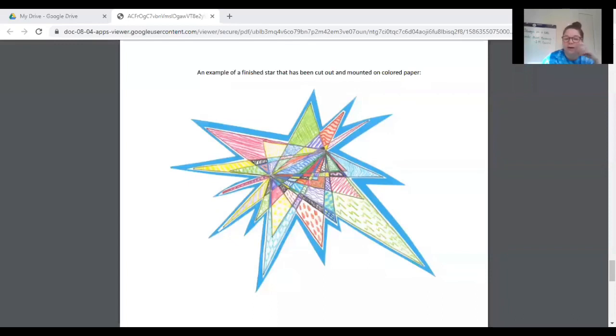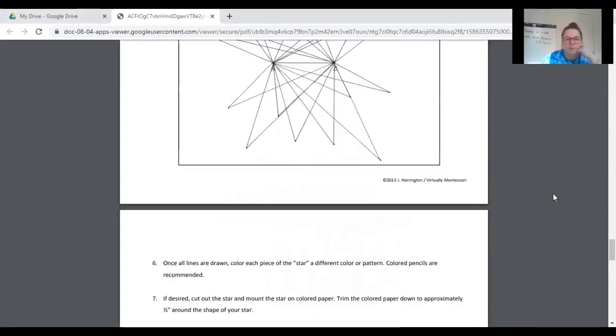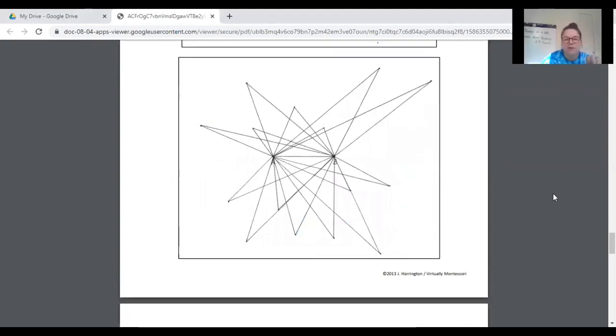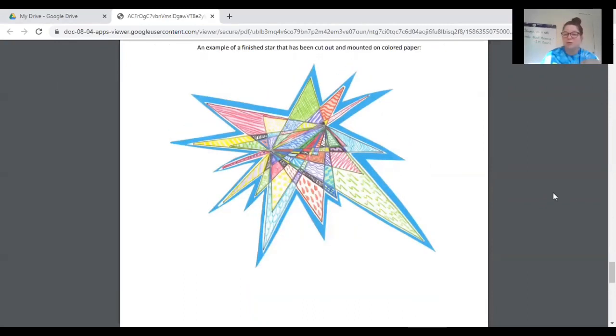This is what it looks like after it has been colored and decorated. Now, yours does not have to look exactly like this. You can make yours look however you want. This is their before. So this is after they finish connecting all of their dots. And then this is the after. Be creative. Do whatever you think is gonna be the best.